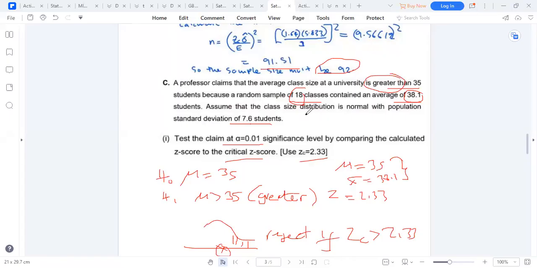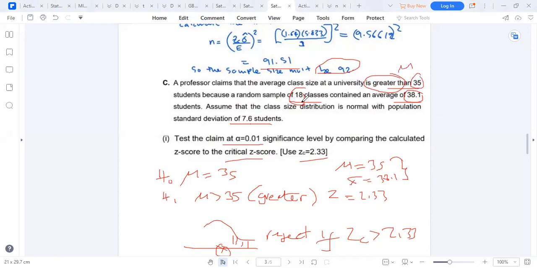So hypothesis testing is mainly about testing the differences between two important means. A question will give you hints to understand two key points. Number one, you'll be given a statistical mean. Number two, you'll be asked to identify a hypothetical mean. In this question, we are told that the professor claims that the average size is greater than 35. So already this 35 is called our mu.